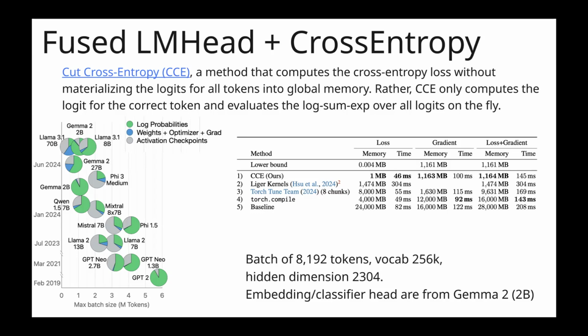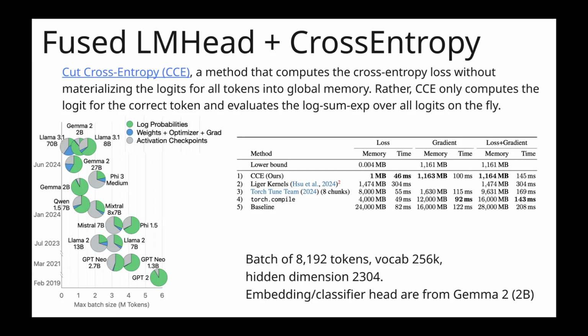Rather, it only computes the logit for the correct token and evaluates the logsumexp over all logits on the fly. What this essentially means, if you recall how we train the models, is that at the very end we compute the cross entropy. And if you recall the formula, it says that we need to take the probability only of the ground truth token, right? So we don't need everything else. But in order to compute the probability, you obviously need to compute the logits and then take the softmax. So we need to do the computation, but we don't need to store the results.